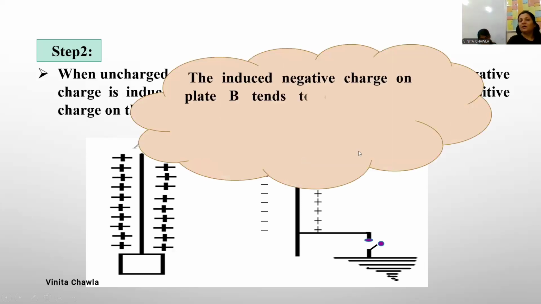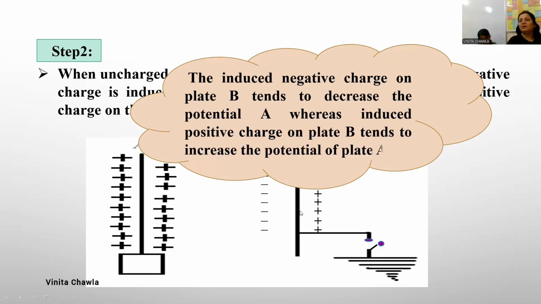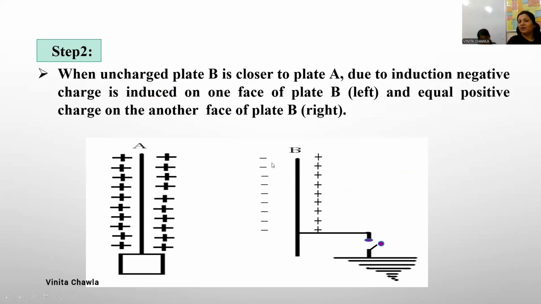The induced negative charge on plate B tends to decrease the potential of A, whereas induced positive charge on plate B tends to increase the potential of plate A. So this negative charge will decrease the potential and this positive charge will increase the potential of A. So what is the overall impact, overall effect? Will it remain the same or there will be any change? Same will remain? What do you say? It should change. How will it change?